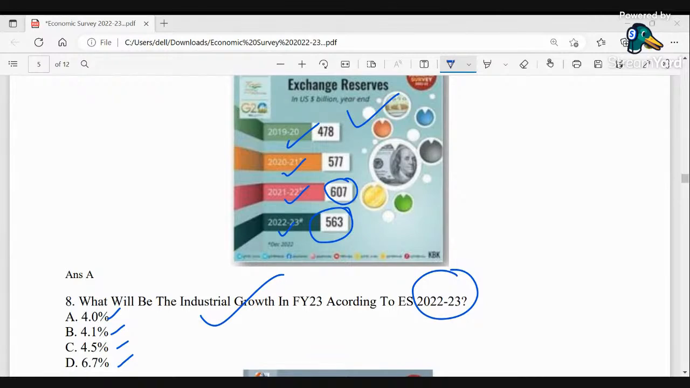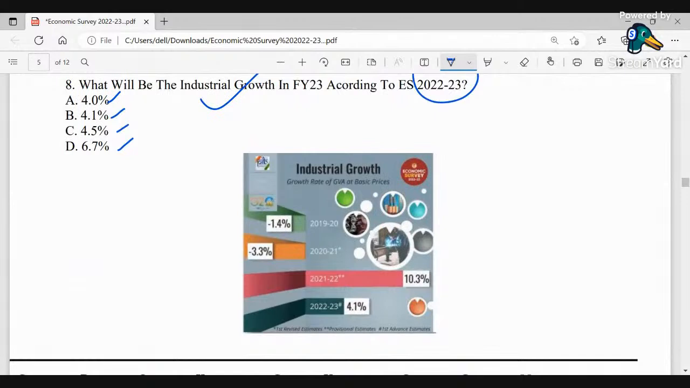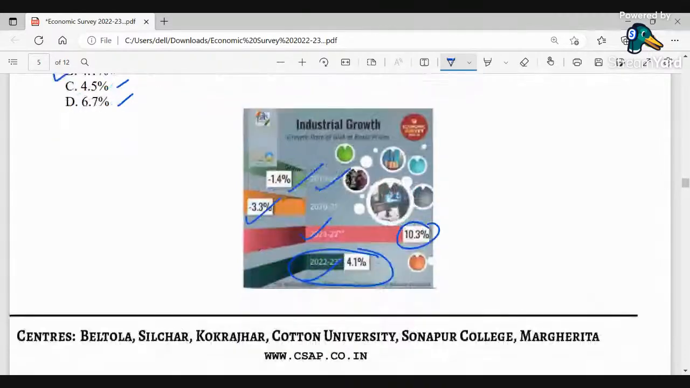Industrial growth, no one knows it? Okay, chalo, we'll see with the respective graph. So you can see, it is obviously 4.1%. So the correct answer is 8B. Here it is written: 2019-20 minus 1.4, 2020-21 minus 3.3, 2021-22 10.3, and lastly in 2023 we have got 4.1%. That is the growth rate of gross value added with respect to industrial growth.